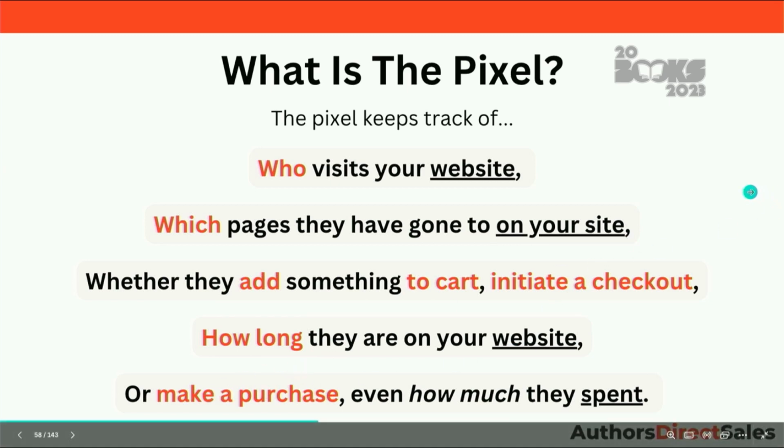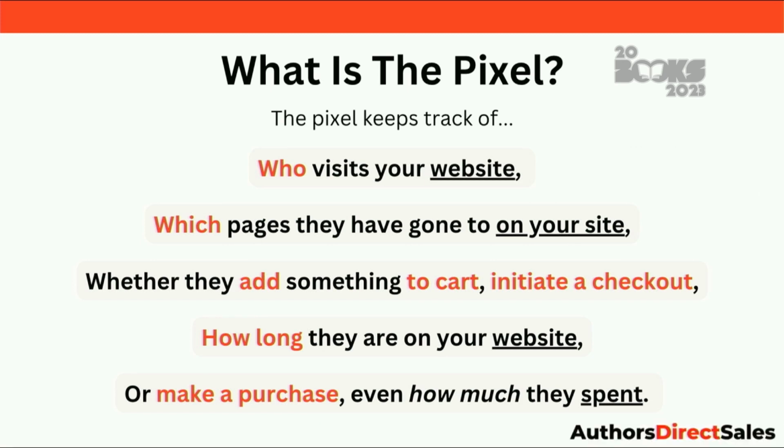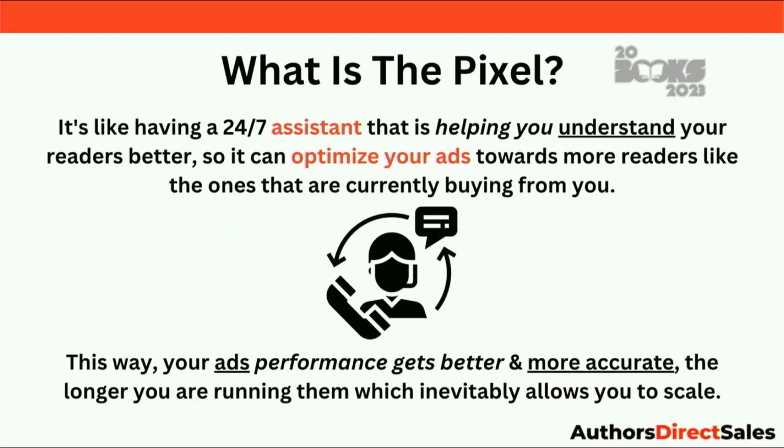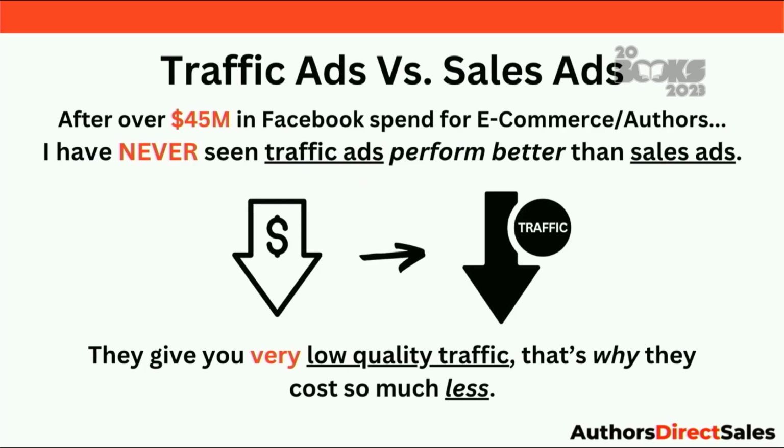Because we don't care if the people are clicking. Clicks don't matter in terms of purchases. We want actual purchases. So it's like having a 24/7 assistant. It's like helping you understand your readers better constantly without you even having to do anything. Because if this traffic is coming from, say, an organic post or an email newsletter, it's still tracking those people that are on your site. It doesn't have to be coming from a Facebook ad. And so all of this data is going to help your ads perform better and better over time, and they're going to get more accurate as well.